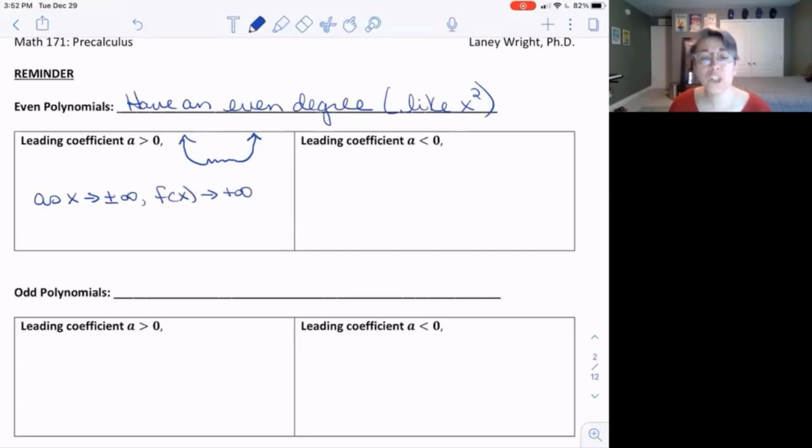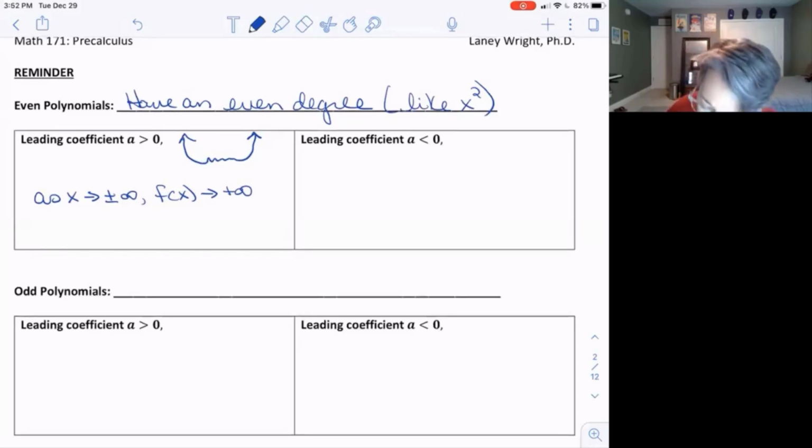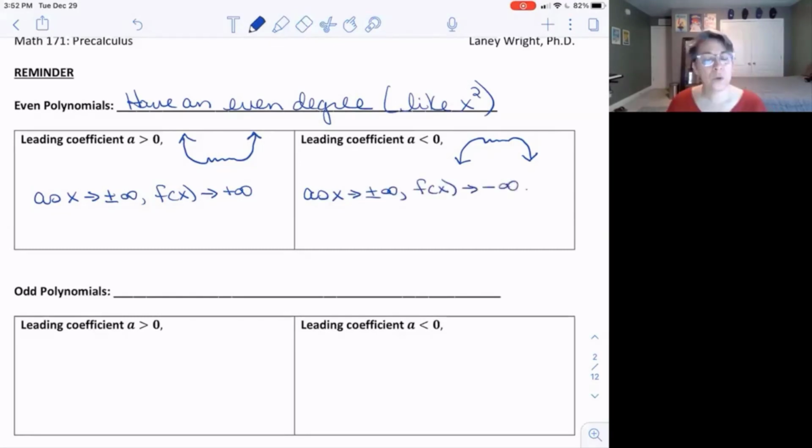If the leading coefficient is negative, then that means that polynomial, regardless of what happens in the middle, will eventually be going downwards. It opens down. So we can say as x is approaching positive or negative infinity, f of x is approaching negative infinity. So if we have a polynomial, then we can just look at the first term and already know the end behaviors. We do not have to graph it.